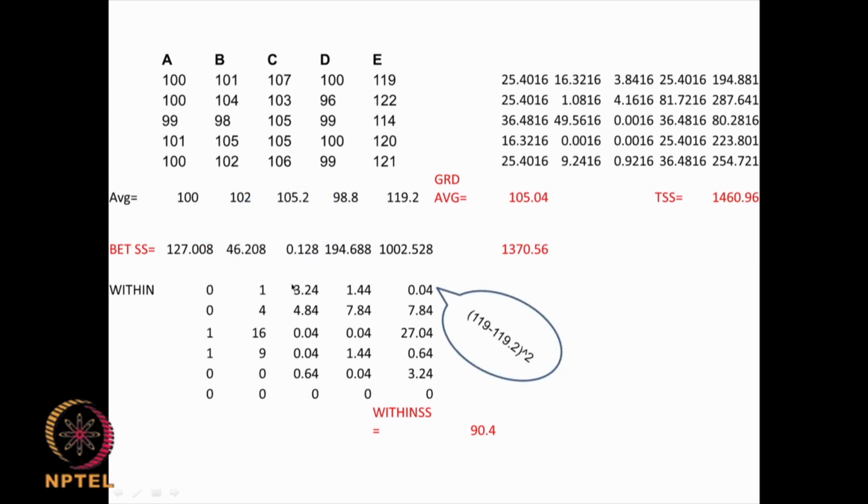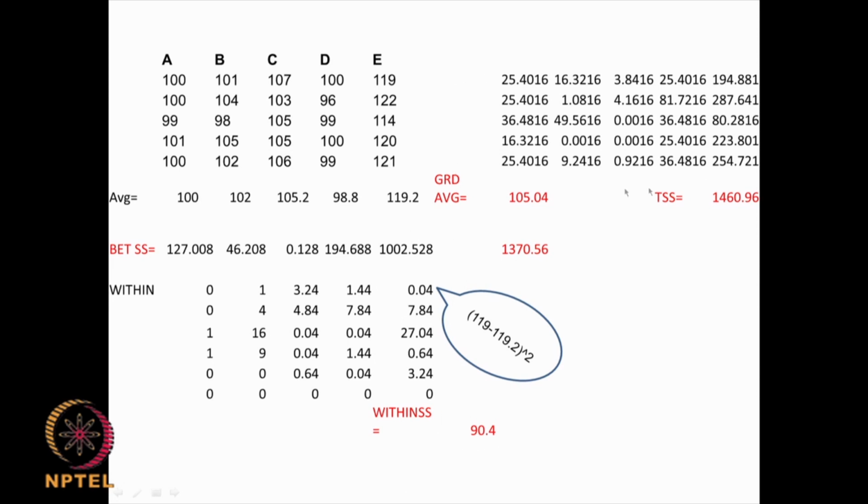Now, how do you calculate within sum of squares? That is simple. Look at each one of the averages and then see how much each term is varying. So, 100 minus 100 square is 0, 100 minus 100 square is 0, 99 minus 100 square is 1, 101 minus 100 square is 1, like that. So, this will be 119 minus 119.2 square, like that. Then add up all of them, that will give you within.